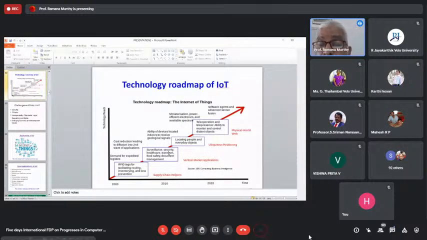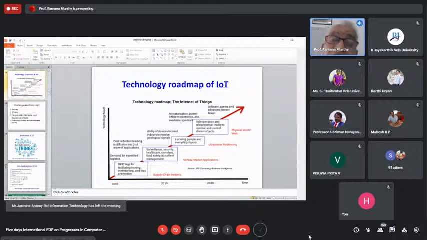I will say there are 4 components. The 4 components include first, supply chain helpers, then vertical market applications, ubiquitous processing, and the physical world web also. The physical world web is also required. So now, if you plot a graph of these against time and the technology that is reaching the people, this is what the roadmap is.